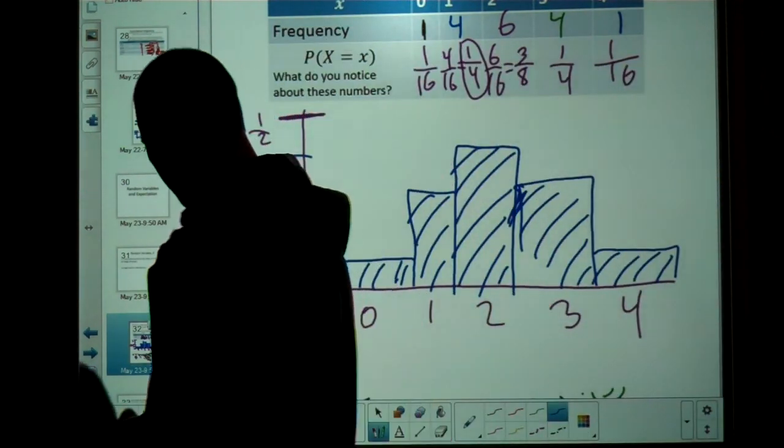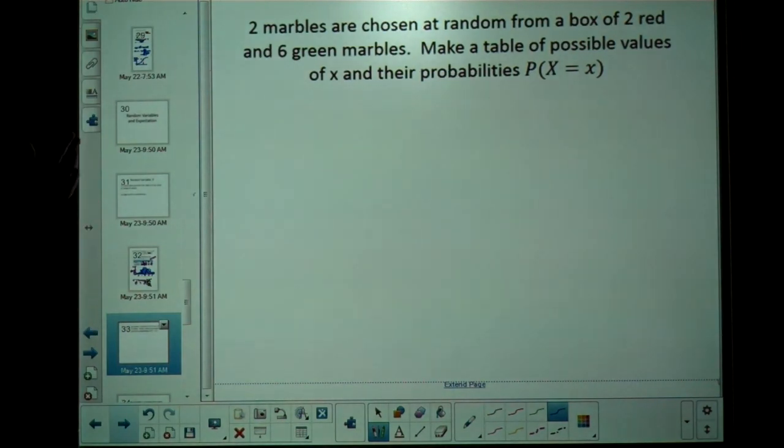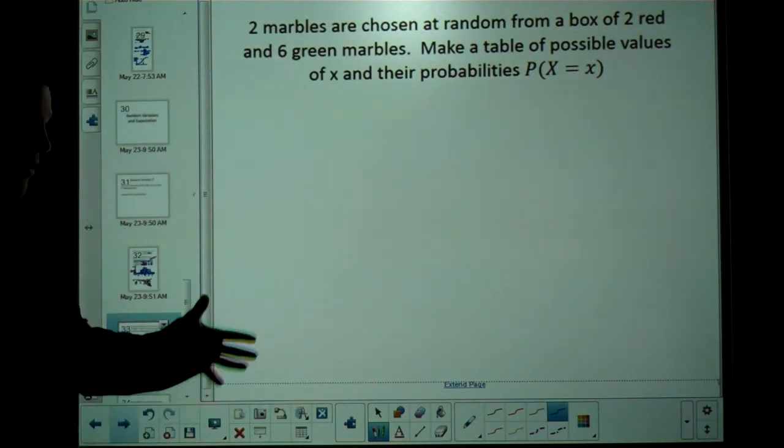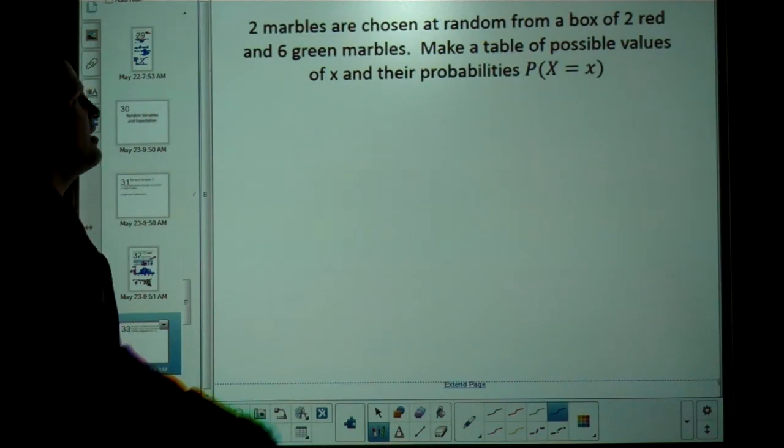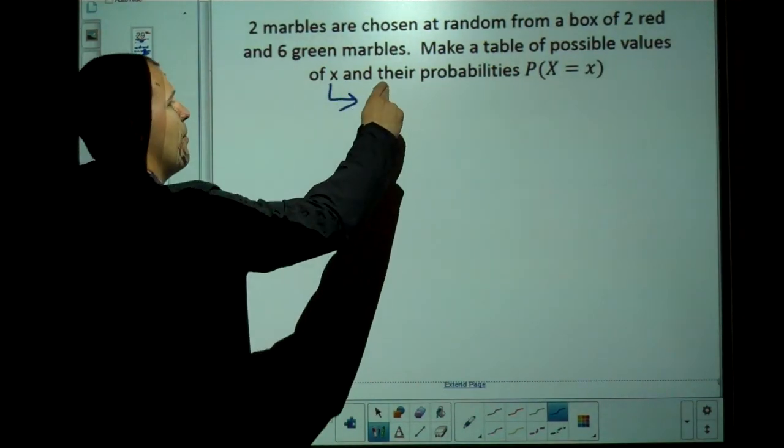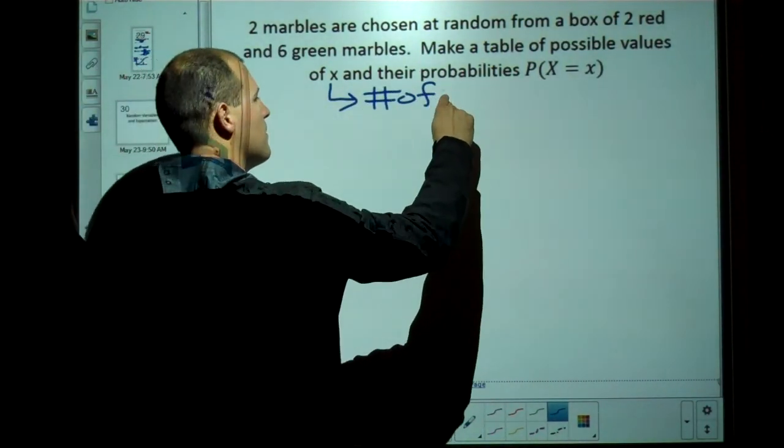Let's continue. Okay, now we're given another situation. We're going to practice another one. And I'll read it to you. I don't know if you can read from where you're at because I don't know how high the video recording is or how high quality it is. So here it is. Two marbles are chosen at random from a box that has 2 red and 6 green marbles. So there's 8 total. Make a table of the possible values of x and their probabilities. Let's define x as number of red marbles.